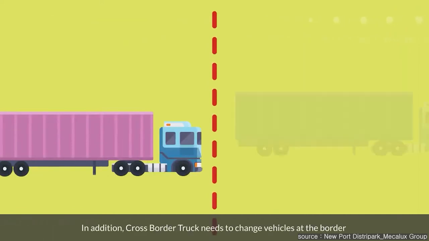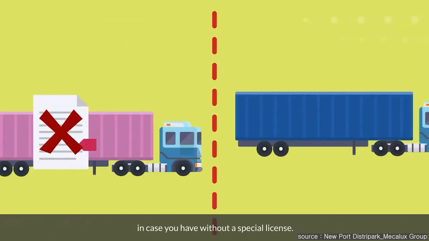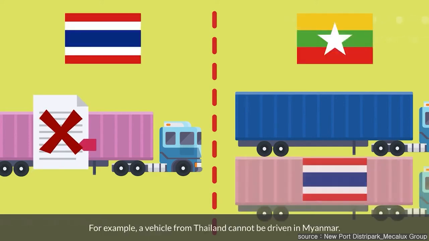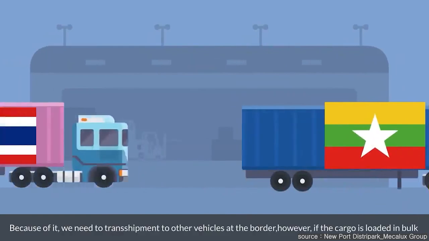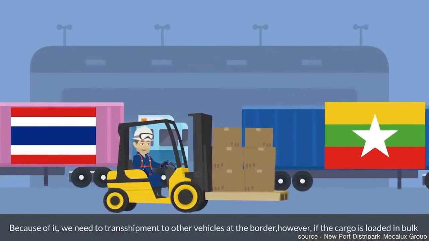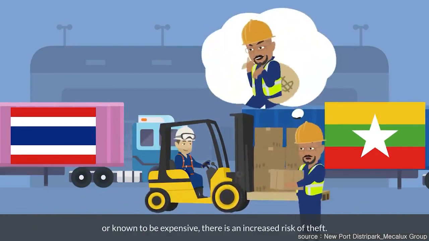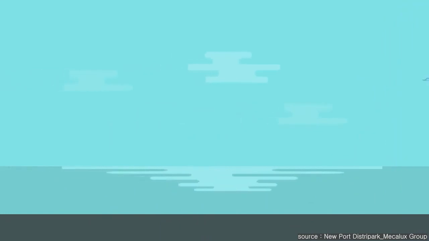In addition, cross-border truck needs to change vehicles at the border, in case you are without a special license. For example, a vehicle from Thailand cannot be driven in Myanmar. Because of it, we need to transship to other vehicles at the border. Also, if the cargo is loaded in bulk, or known to be expensive, there is an increased risk of theft.